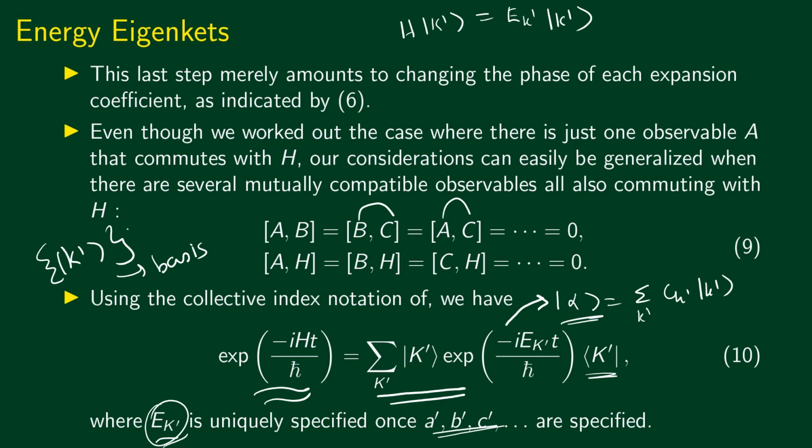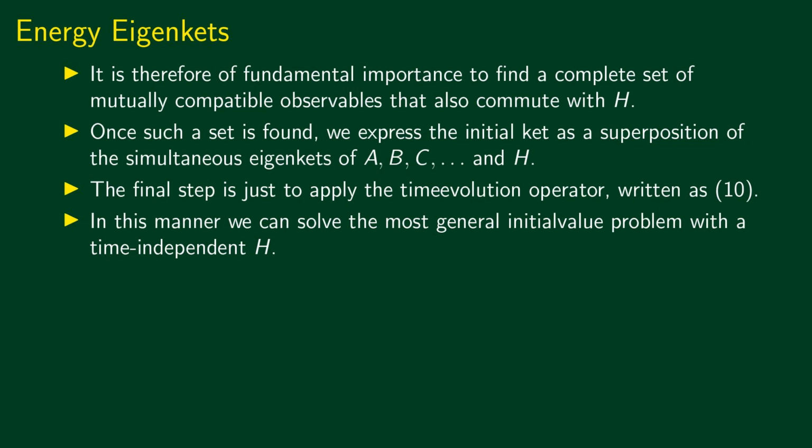So we'll see that the analysis is exactly the same. C K prime will evolve to C K prime multiplied by exponential minus i E K prime t divided by h bar. This is why it's important to find a complete set of mutually compatible observables which also commute with the Hamiltonian. Once such a set is found, we can express the initial ket as a superposition of the simultaneous eigenkets of A, B, C, and H. That is, we can take the initial ket and represent it as sum over K prime, C K prime, ket K prime.